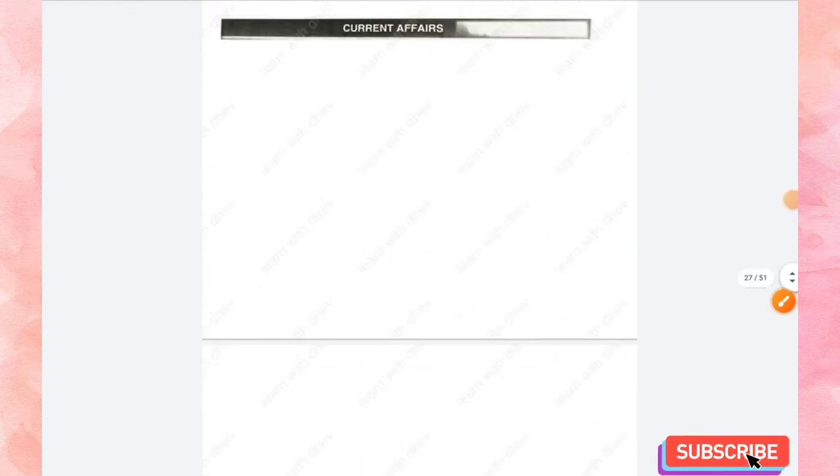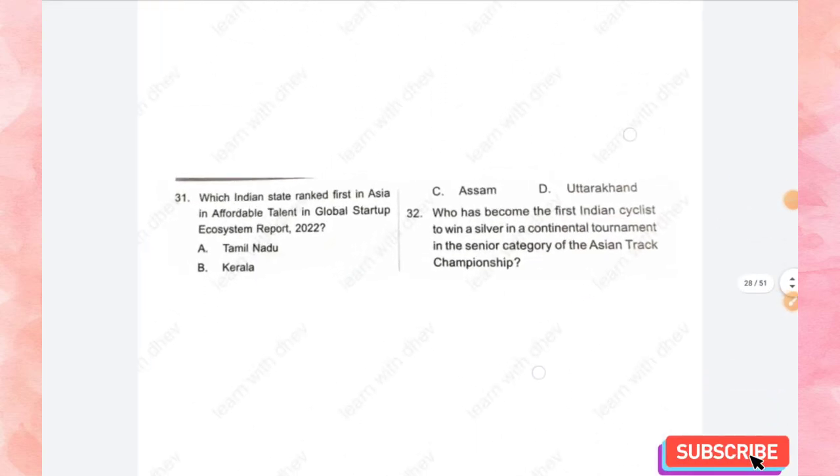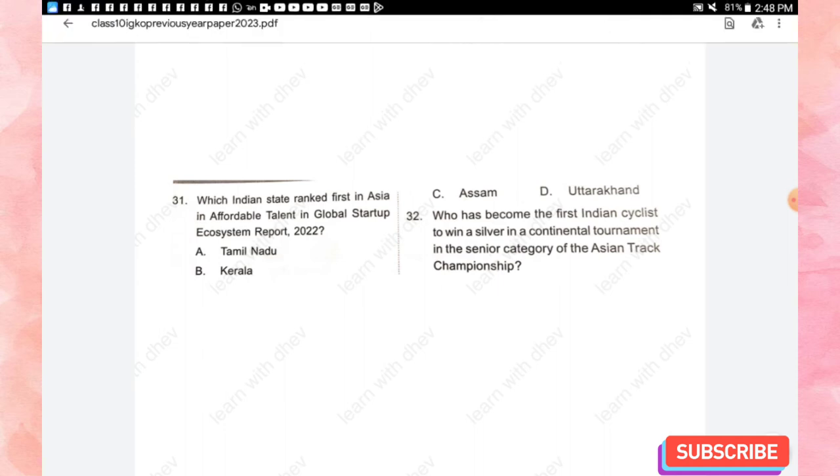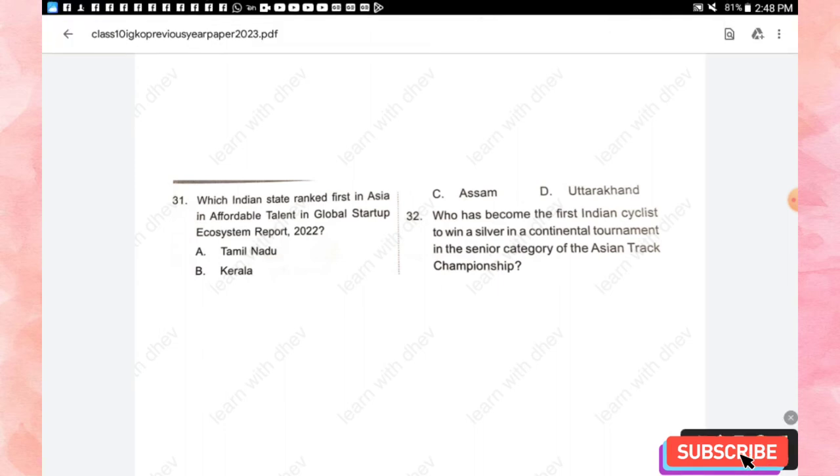Next section is current affairs. Question number 31. Which Indian state ranked first in Asia in affordable talent in global startup ecosystem report 2022? Options are Tamil Nadu, Kerala, Assam, Uttarakhand. The right answer is option B, Kerala.